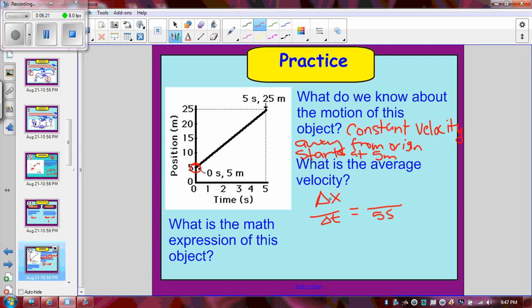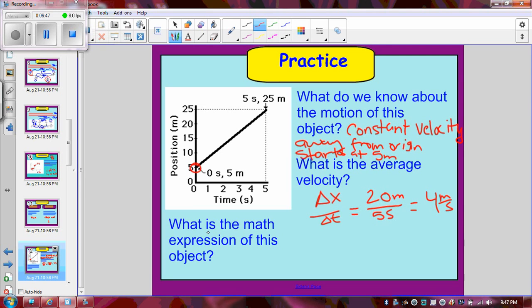Now, what's the delta x? It might be tempting to want to go ahead and put 25 in here. However, the change in position for this object went from 5 meters to 25 meters. So the change in x, or change in position, was actually 20 meters. And so the average velocity for this object would end up being 4 meters per second.